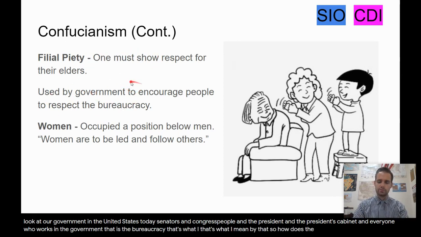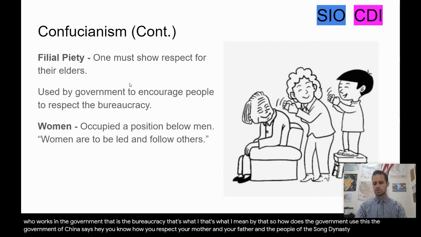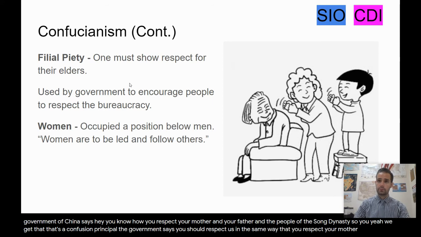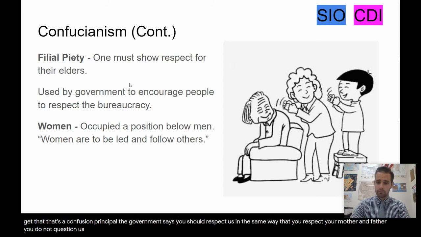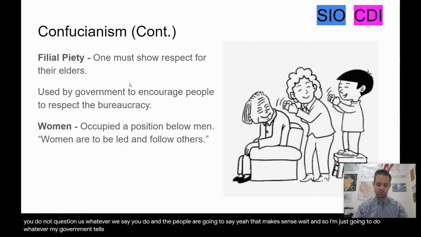So how does the government use this? The government of China says, hey, you know how you respect your mother and your father? And the people of the Song Dynasty say, yeah, we get that. That's a Confucian principle. The government says you should respect us in the same way that you respect your mother and father. You do not question us. Whatever we say, you do. And the people are going to say, yeah, that makes sense. That's a Confucian principle. That's something I believe in. And so I'm just going to do whatever my government tells me to do. This is where we start to see culture have an impact over a very long period of time.